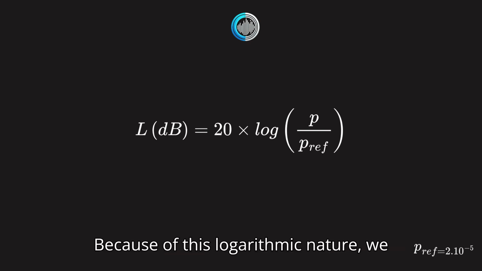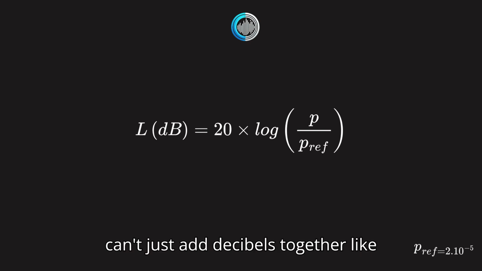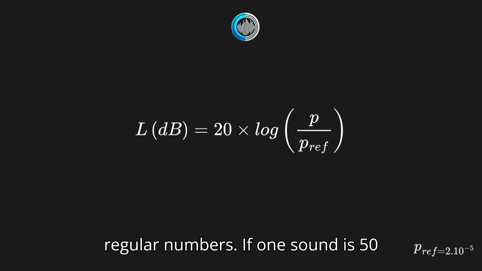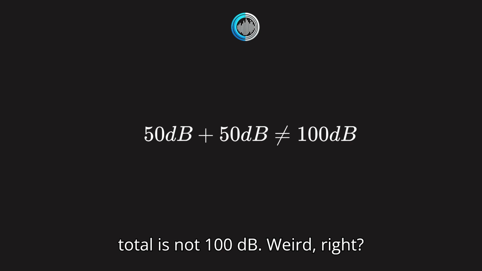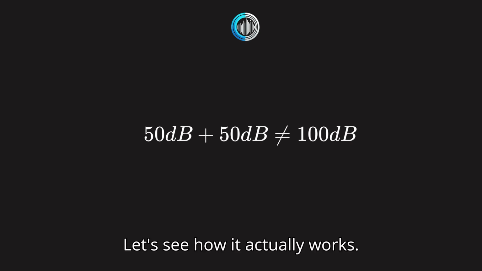Because of this logarithmic nature, we can't just add decibels together like regular numbers. If one sound is 50 dB and another is 50 dB, the total is not 100 dB. Weird, right? Let's see how it actually works. Here's how to sum decibels step by step.